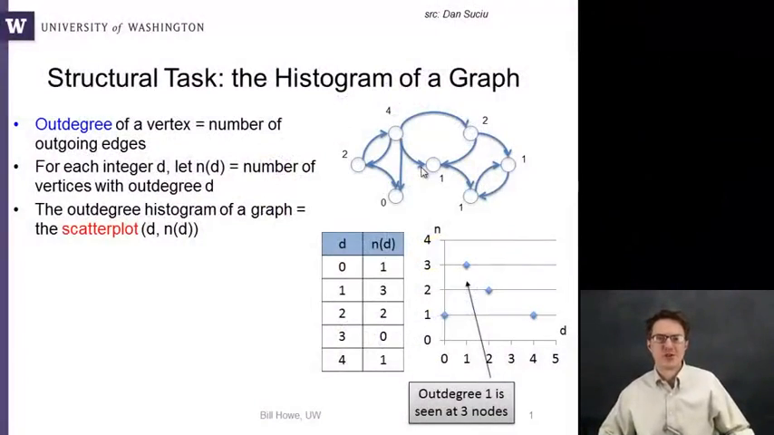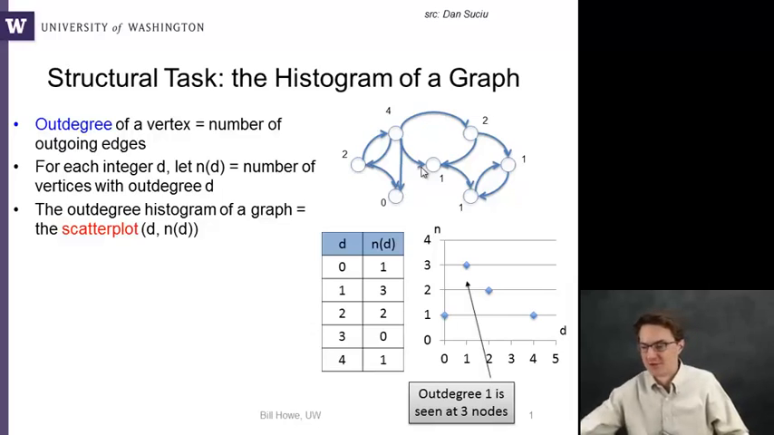So one structural task you can do that's a little more detailed is to construct a histogram of a graph. And you saw this in the Elastic MapReduce assignment if you completed it. So we saw that the out degree of a vertex is just the number of outgoing edges. So, some notation: let's say for each integer d, we'll let n(d) be the number of vertices with that out degree d.